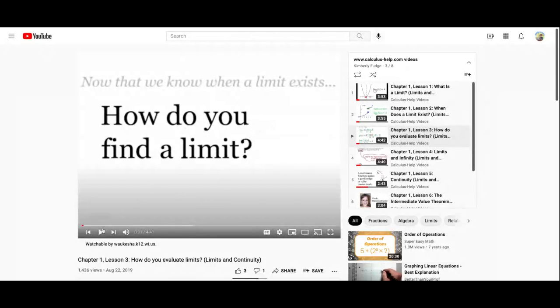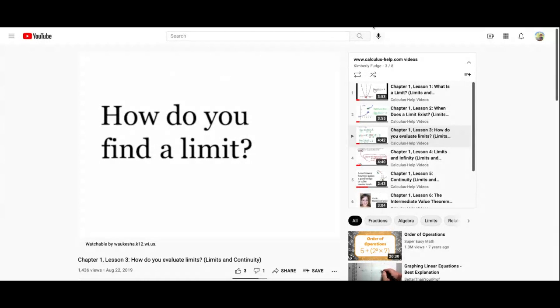All right, how do you find a limit? Or whether or not a limit exists. The next logical step is to try to figure out what the heck that limit is. So that's what we'll be focusing on in this section. How do you find a limit?